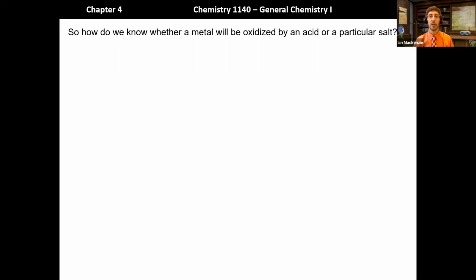Okay, so how do we know whether or not a metal will be oxidized by an acid or by some aqueous salt? How do we know whether a redox reaction will occur? We can certainly track whether one has occurred by looking at the oxidation states, but how can we predict whether a redox reaction will occur?